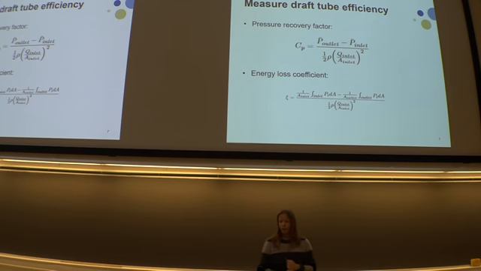The pressure recovery factor is used a lot for experimental draft tube design as well, but the energy loss coefficient is really hard to use for experimental design, because then you need to know the velocity at the whole inlet of the draft tube and also at the outlet of the draft tube. But when you do CFD analysis, this is possible, because then you have all the data you need.